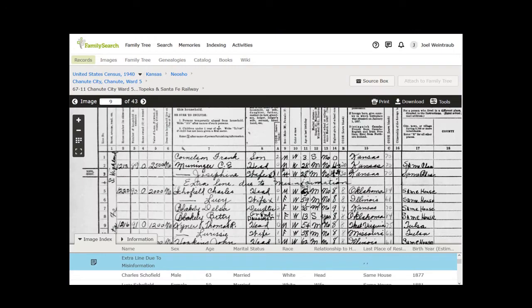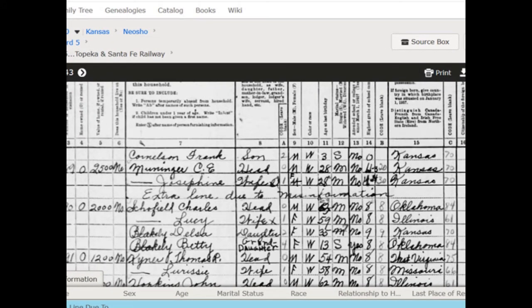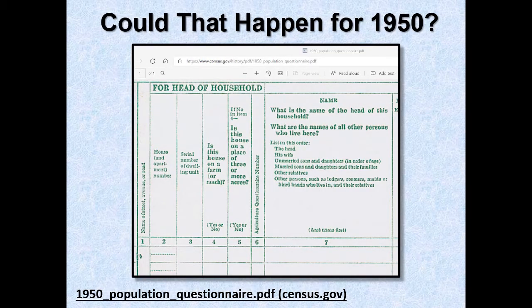So here is where it comes from. You'll see that the fourth line here, the census taker put down extra line due to misinformation. Kind of a humorous way of doing it on the name index. And as I'll show you, it took two people who actually did this same mistake. Could that happen for 1950, especially for a computer doing transcribe what you see? Well, here is the top of the 1950 form. You'll see that on item 7 is the name column.